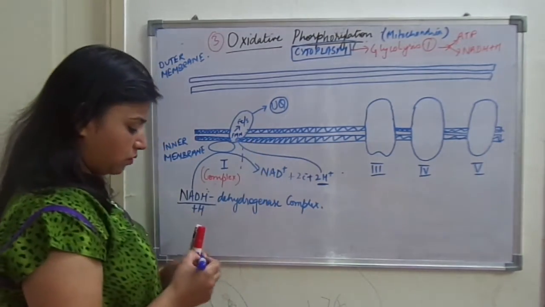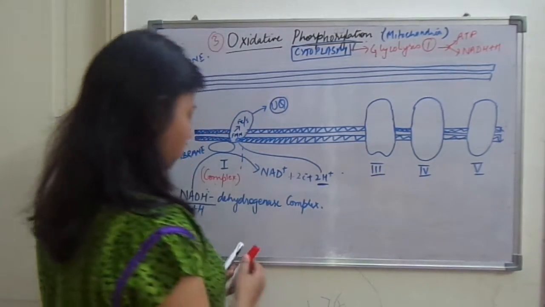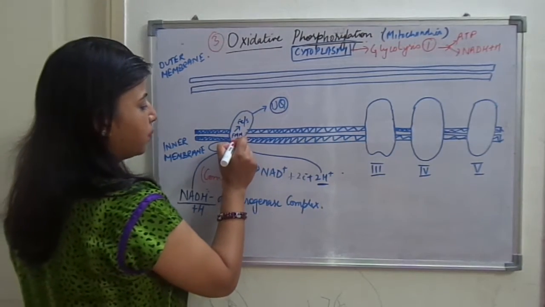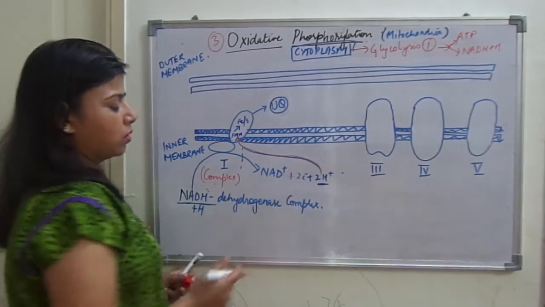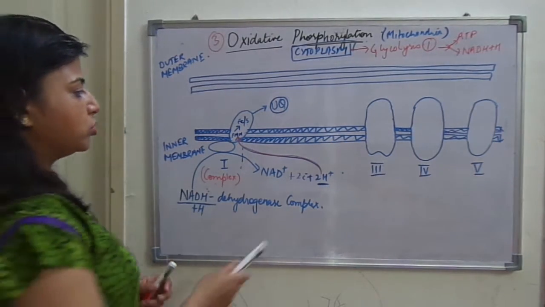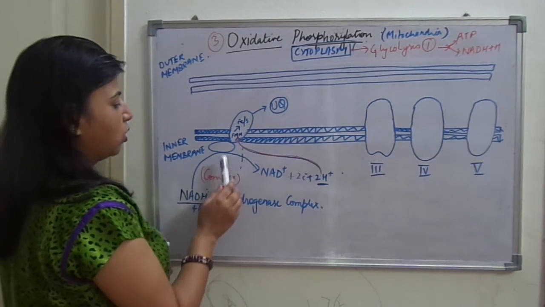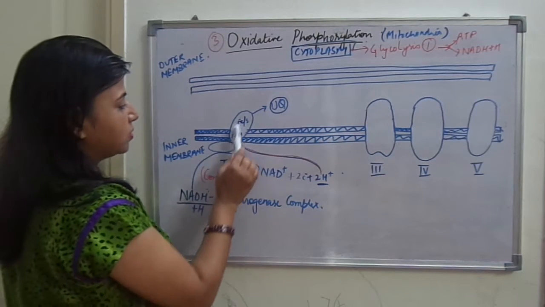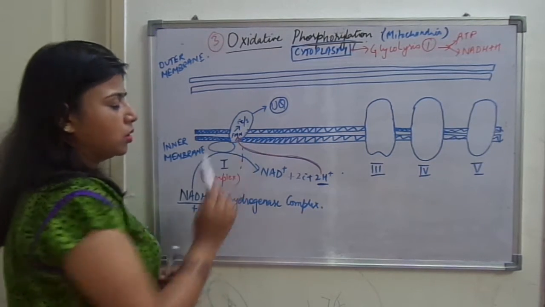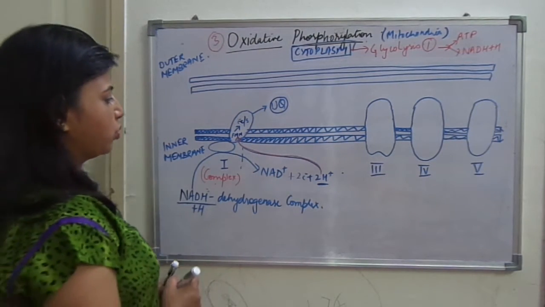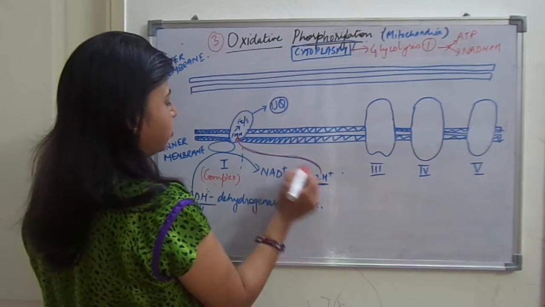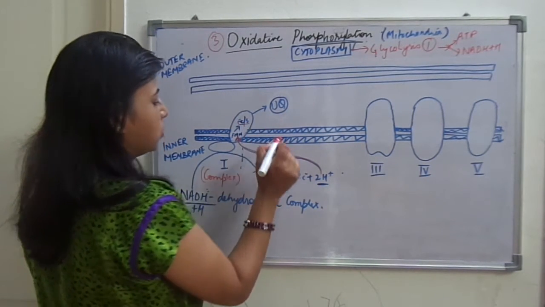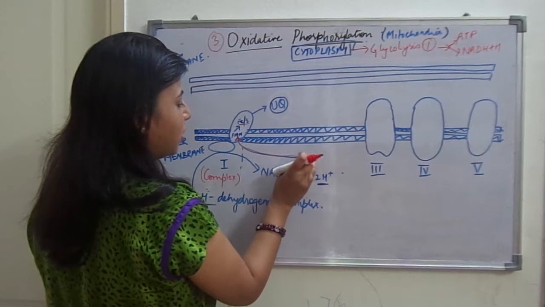It will be first given to this FMN molecule. FMN is the primary acceptor of electrons, or primary acceptor of hydrogens in this first complex. Please note that this complex is shoe shaped, it is a boot shaped molecule, boot shaped protein, and this FMN gives the hydrogen ions further, gives the electrons.